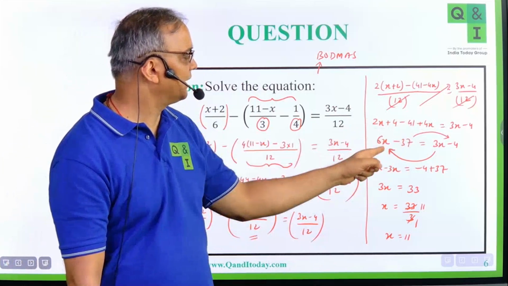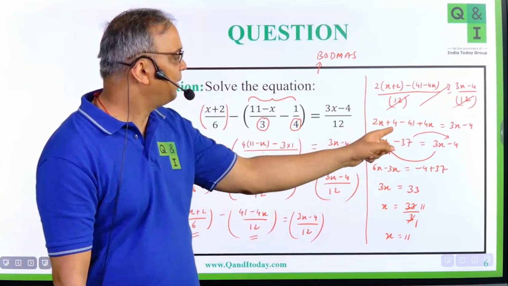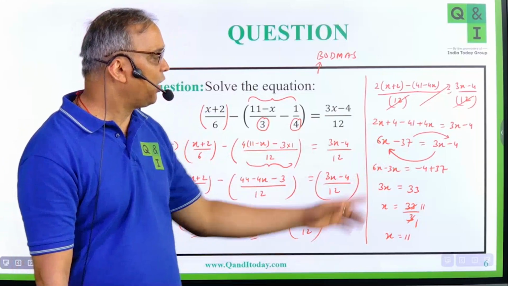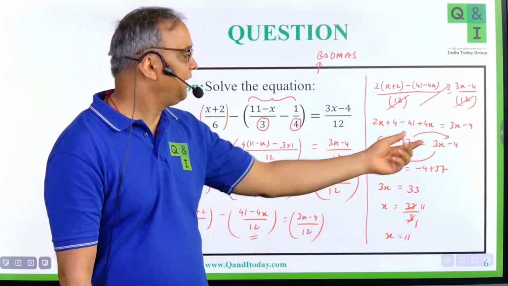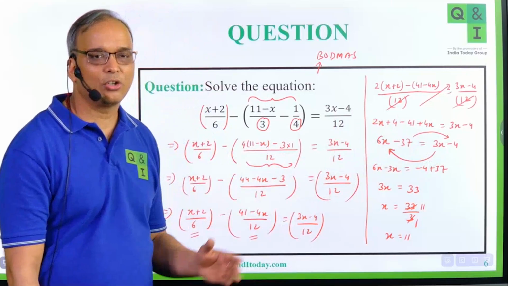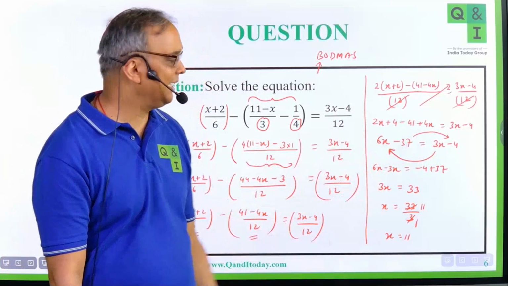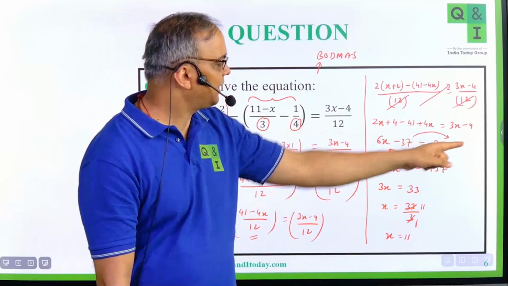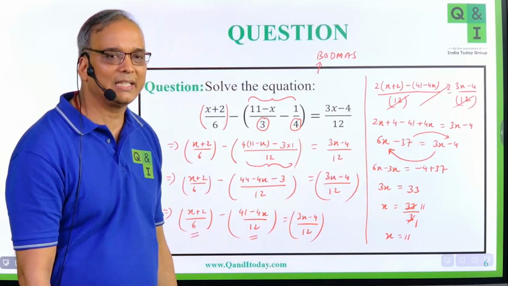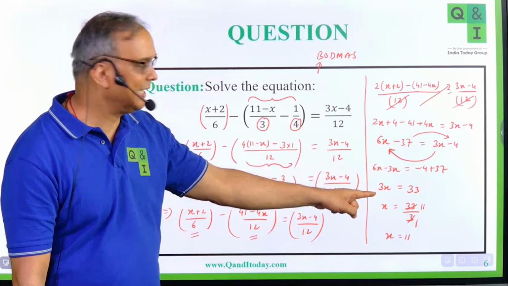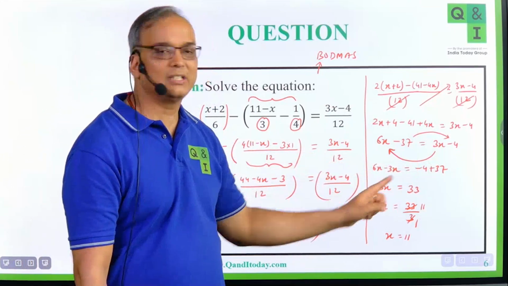2x plus 4x gives you 6x, and plus 4 minus 41 is minus 37. Now the last step: we have brought all the variables to one side. So 3x on the left side will become 6x minus 3x, and minus 37 on the right side will become minus 4 plus 37. So you will get 6x minus 3x is 3x, and 37 minus 4 is 33.